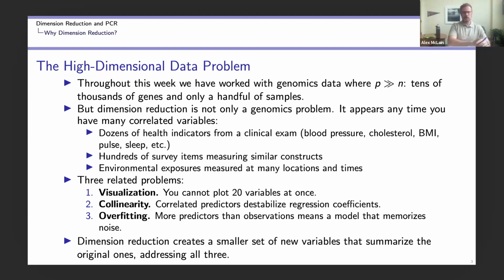So one of the early studies that used this looked at diffuse large B-cell lymphoma, which is the most common type of non-Hodgkin lymphoma. And researchers measured the expression for roughly 12,000 genes in a number of tumor samples.